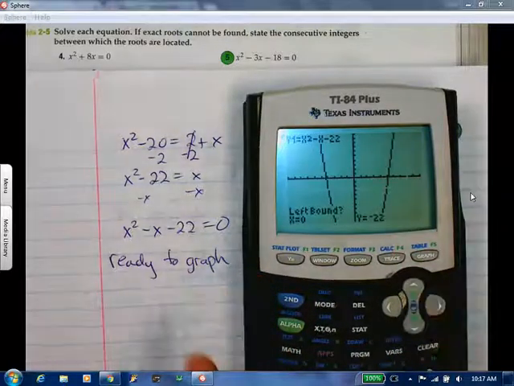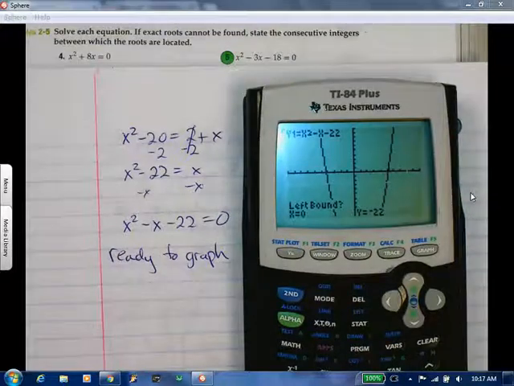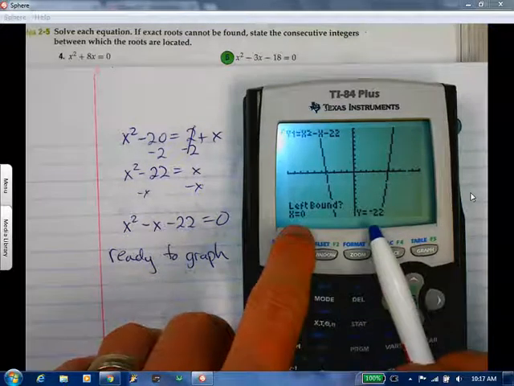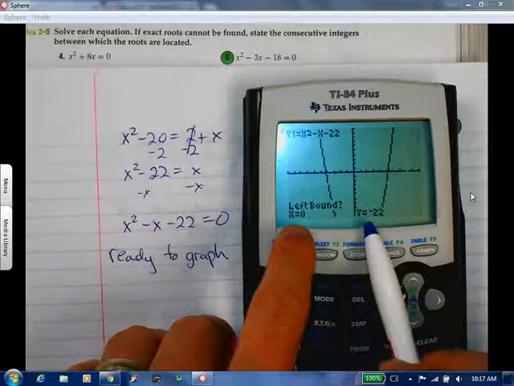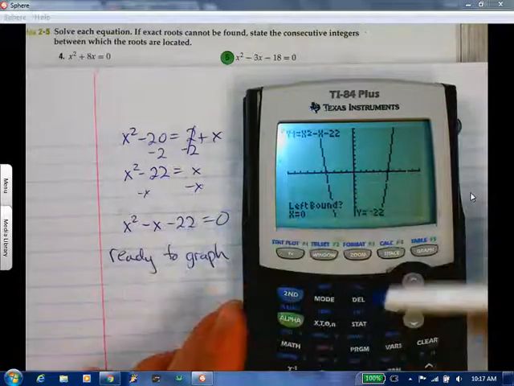Now, when I go here, I did my second trace and calculate. It's asking for my left bound, but do I see my cursor? No. I mean, it's not on the screen. Don't think, oh, it's not there. It's telling you where it's at right here. So it's at 0 and negative 22, so it's way down here at the vertex.